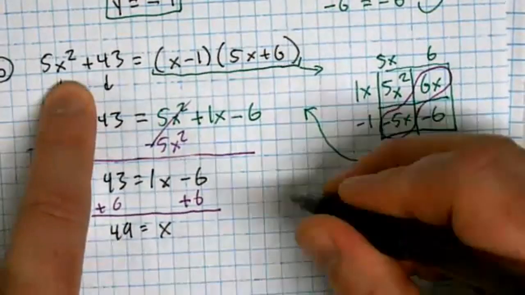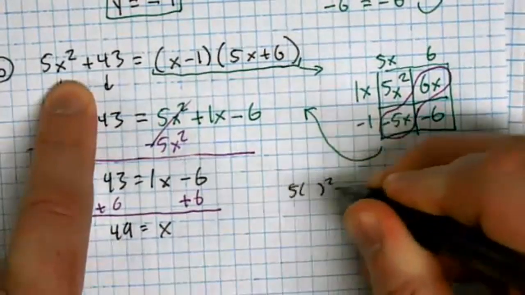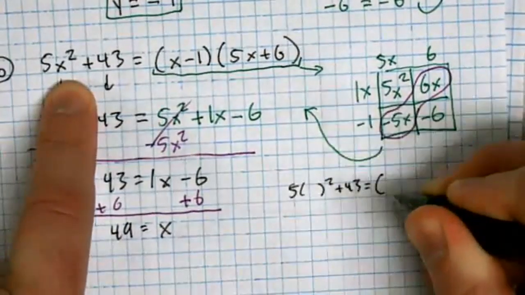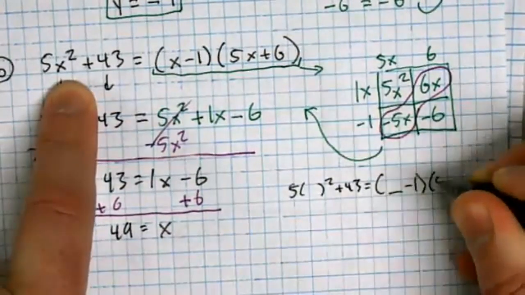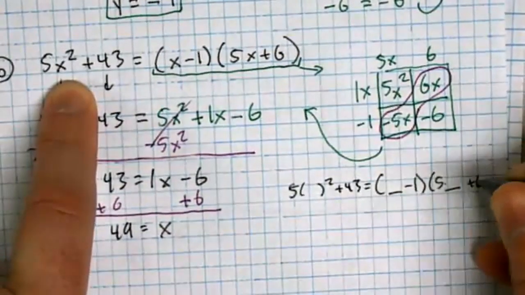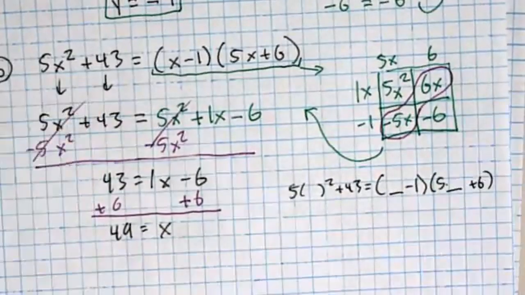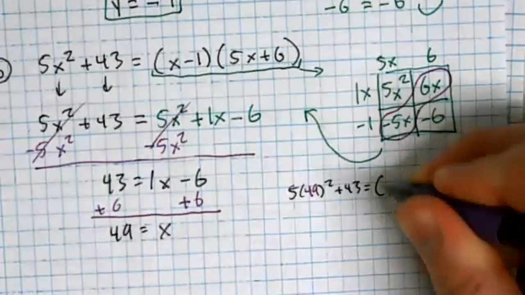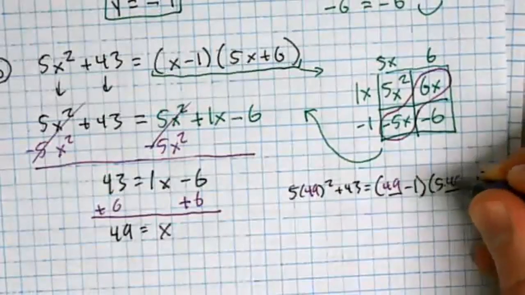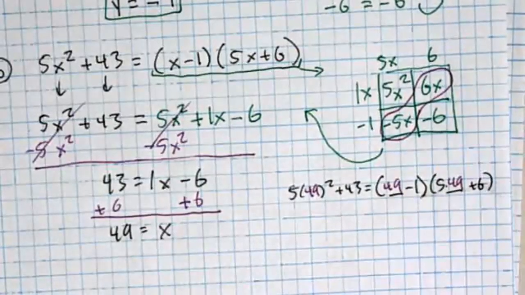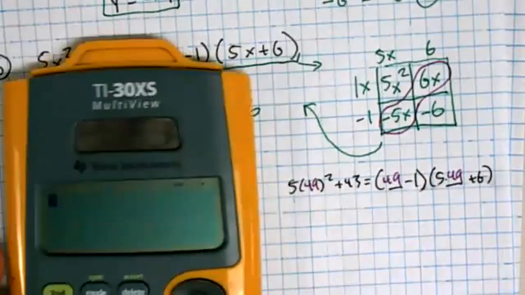Go back to my original equation. 5x squared plus 43 equals x minus 1 times 5 times x plus 6. And we think 49 is the answer. So I'll put 49 in here, and in here, and in here. And since I got a fancy calculator, and most of you all do, that's good. So I'm not going to bother working this out by hand because those are some big numbers. So I'm just going to type it all in at once.